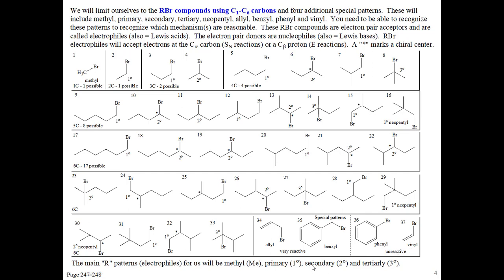There's one pattern in here that is especially unreactive, and that's the primary neopentyl. I have a primary because there's only one carbon attached to the carbon with the bromine. But if I look at this part here, there's a quaternary carbon in the middle, completely surrounded by one carbon units. This is called primary neopentyl. It does not react by any of our mechanisms.